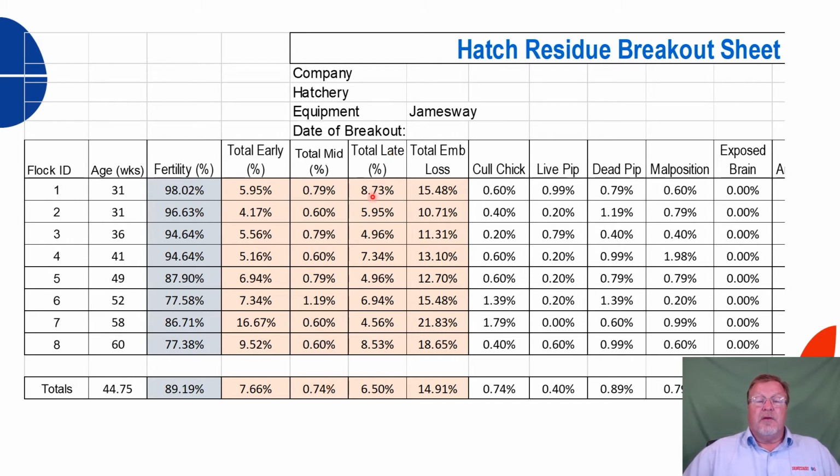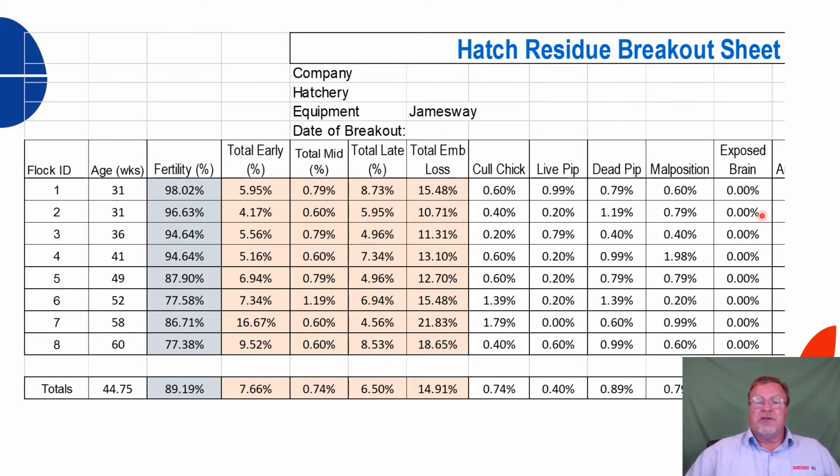Late embryo loss, again, too high. Even some of our better flocks up front here, we're still up at 5%, 4.5% to 5%. So we had too high embryo loss. Overall, we just had significantly too high total embryo loss. Nearly 15% for the whole flock of the 8 flocks that we evaluated this day. High all across the board.